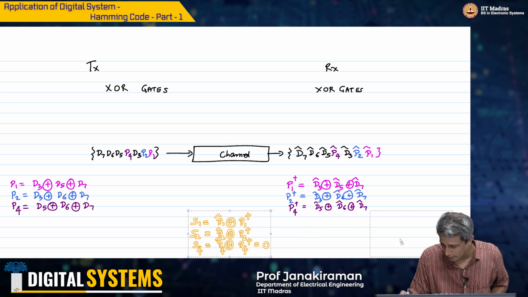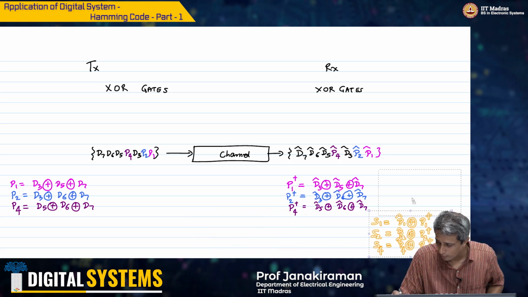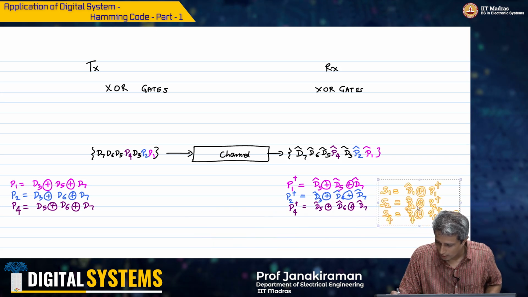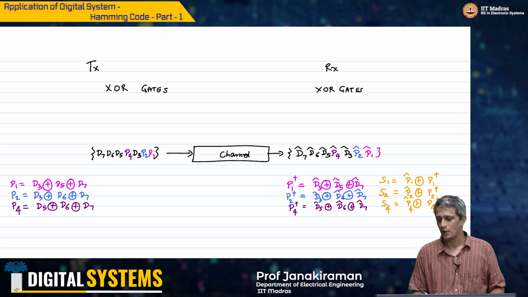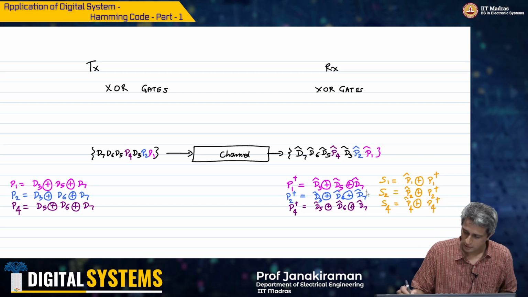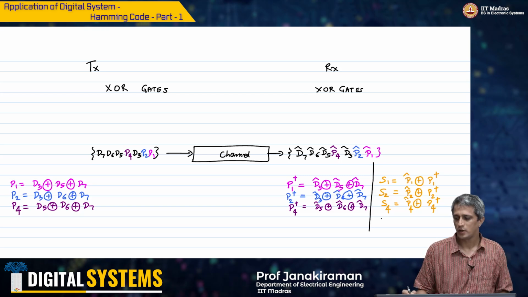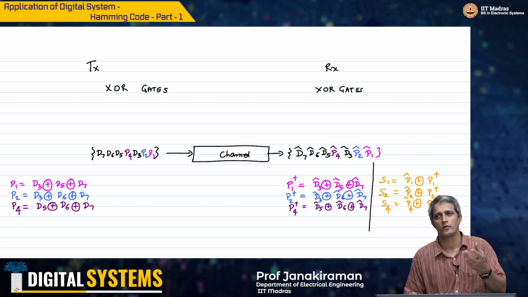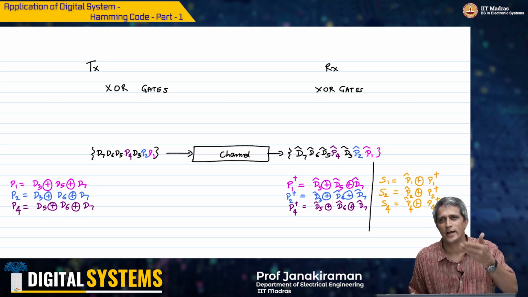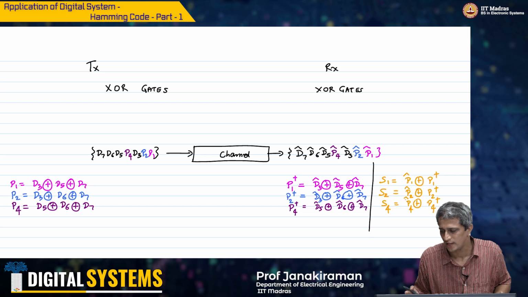So on the receiver side, even the syndrome calculation is just a bunch of XOR gates, some 3 input, 2 input XOR. If you go to higher bits, you need multi-input XOR gates, really, that's all.